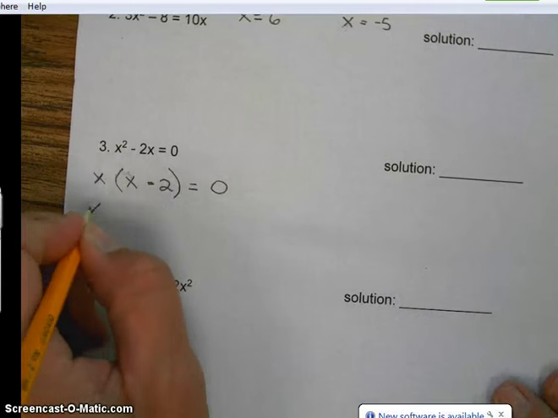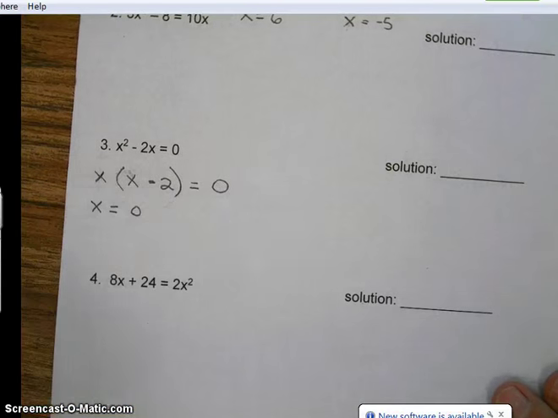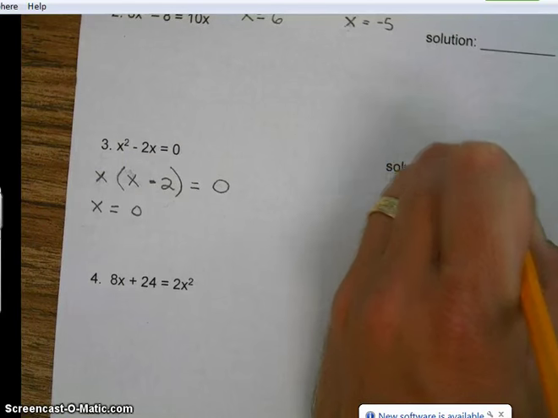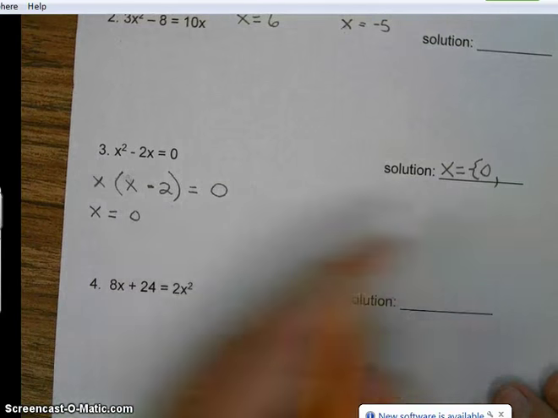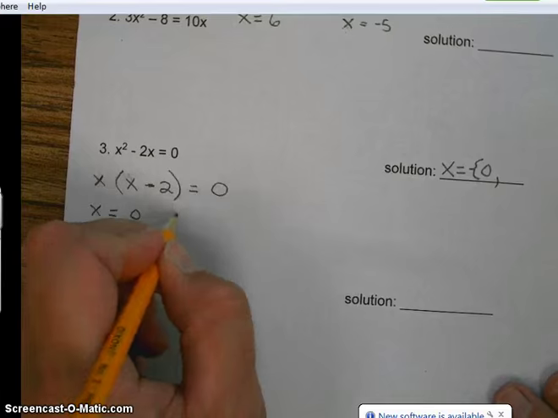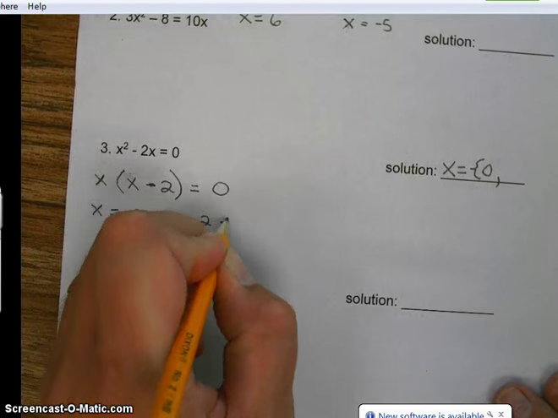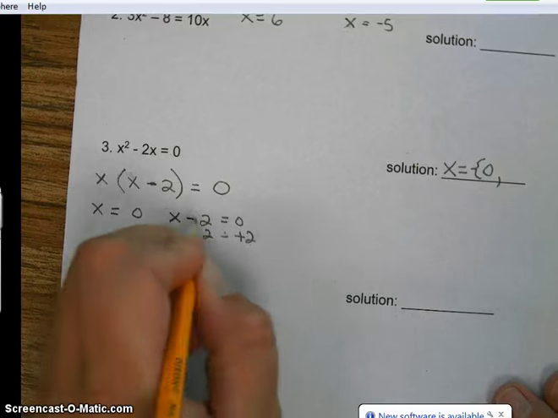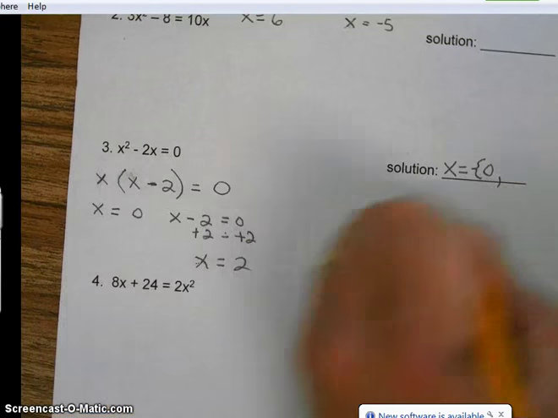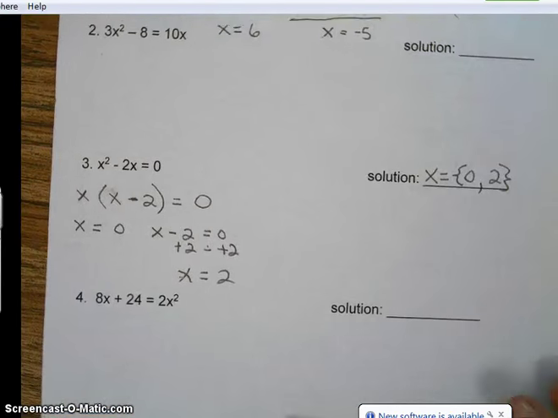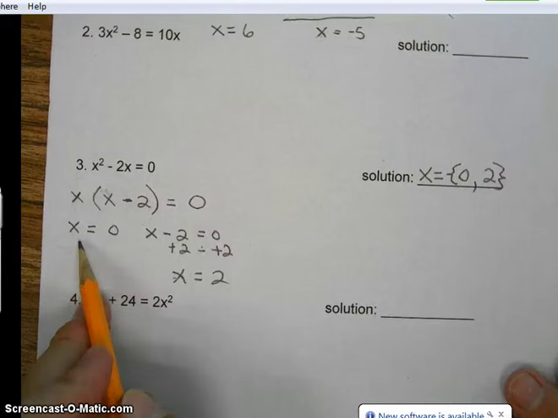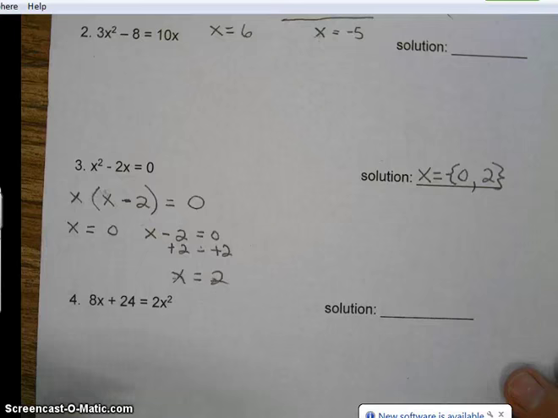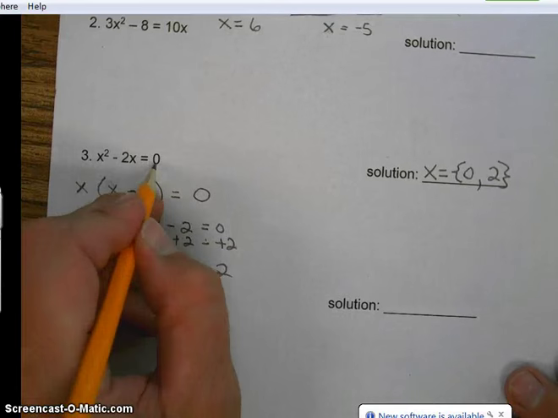So x equals 0. That's going to be one of our solutions. And then the other one, we set that factor equal to 0. Add 2 on both sides. x equals 2. Easy, right? Just set the two factors equal to 0, and you have your two solutions. Just always remember, very important, make sure it's equal to 0.